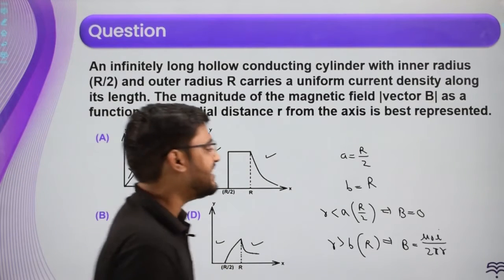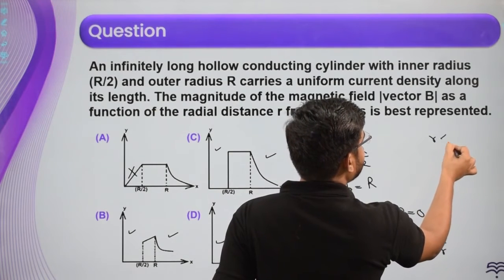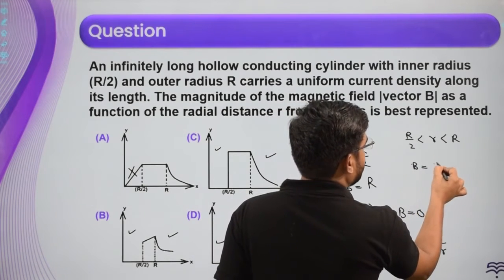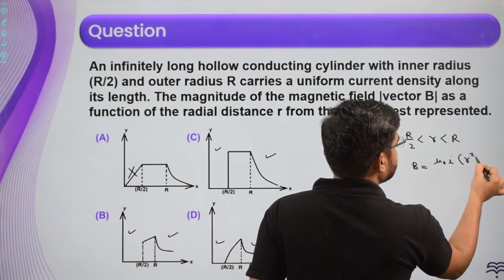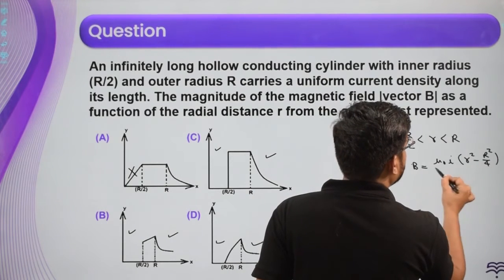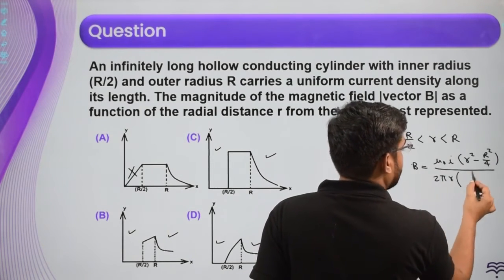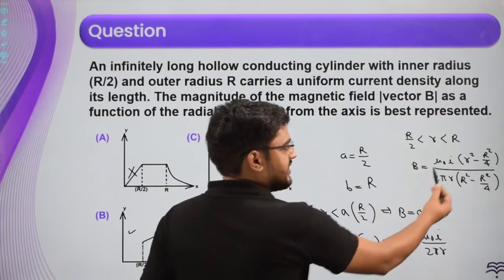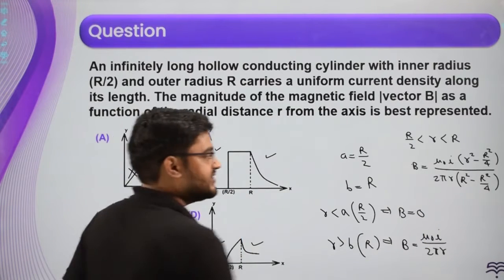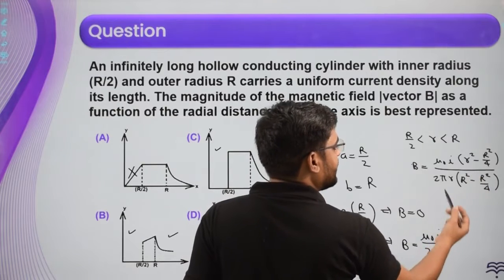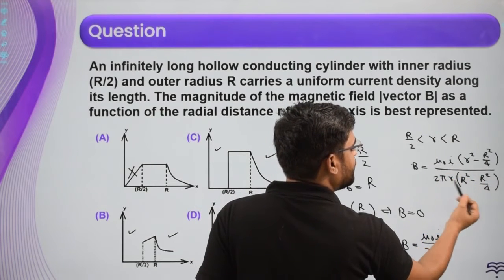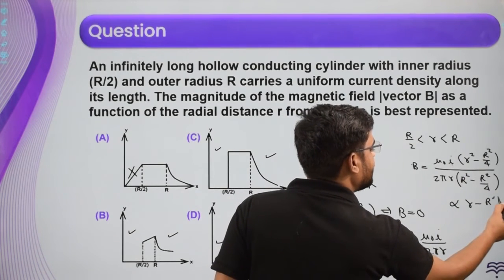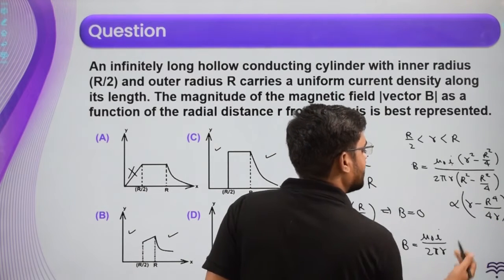Now in the middle, for r which is lesser than capital R and greater than capital R by 2, we'll be saying that B is nothing but mu naught I (r square minus R square by 4, that is R by 2 whole square) divided by 2 pi r, and then (capital R square minus capital R square by 4). And if you see, this is not a constant, because here we have r square and here we have upon r. So if you forget about the constants mu naught I, 2 pi and this thing, you are left with, it is basically proportional to r square upon r minus R raised to 4 by 4r. So it's proportional to that, which is non-linear.